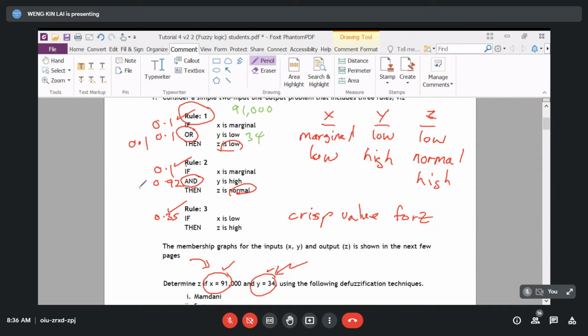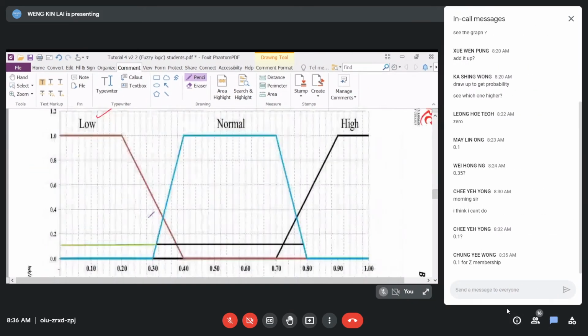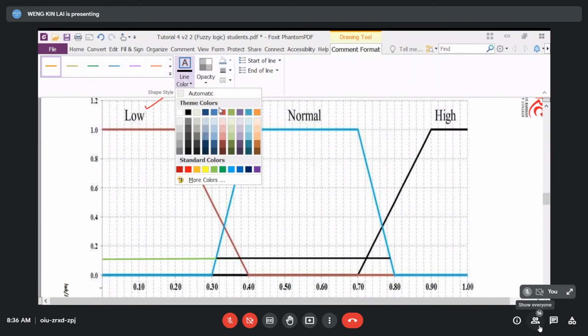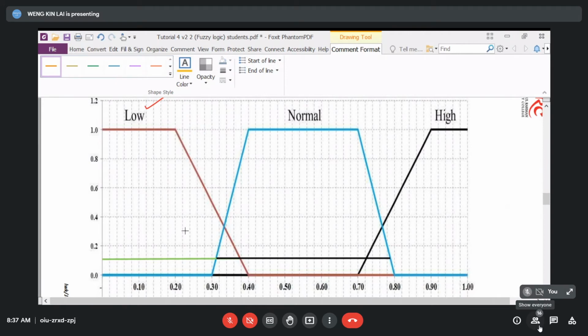All these are 0.1. Okay, the last one here. Straightforward, right? If x is low, then z is high. So nothing much to do; you just take the 0.35. Any questions so far? Okay, 0.35. Now, where's my 0.35? Again, just to keep it interesting, I'll use a different color. Say orange. 0.35 will be somewhere here.